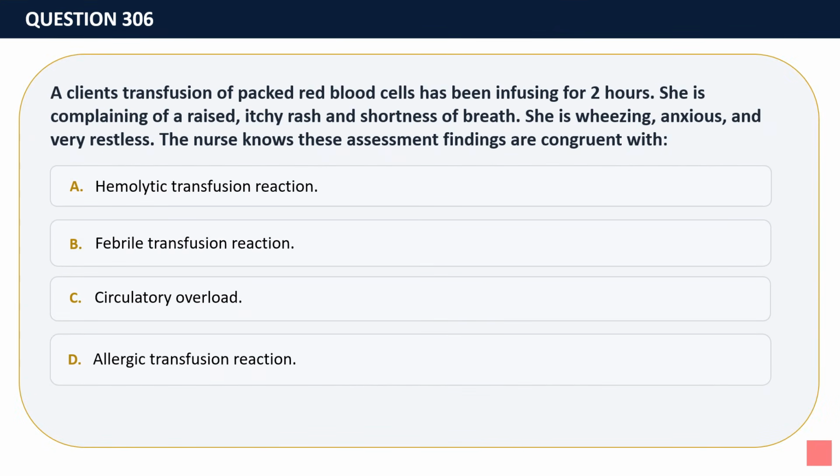Question 306. A client's transfusion of packed red blood cells has been infusing for 2 hours. She is complaining of a raised, itchy rash and shortness of breath. She is wheezing, anxious, and very restless. The nurse knows these assessment findings are congruent with A. Hemolytic transfusion reaction, B. Febrile transfusion reaction, C. Circulatory overload, D. Allergic transfusion reaction.